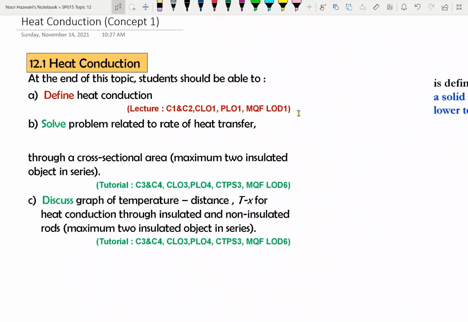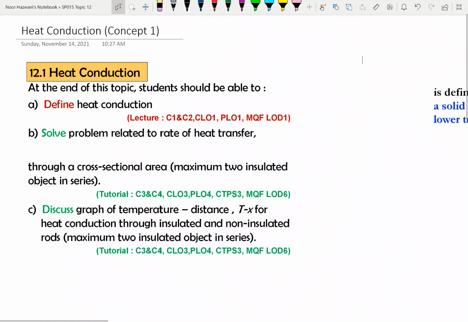So welcome back. Let's proceed to our discussions to topic number 12, entitled Heat Conduction and Thermal Expansion. But in this video, we are going to focus only on subtopic 12.1 which is heat conduction. Tetapi kita akan just cover part A dan part B sahaja. So part C akan kita cover in the next video.